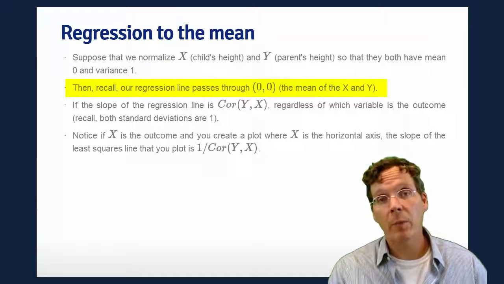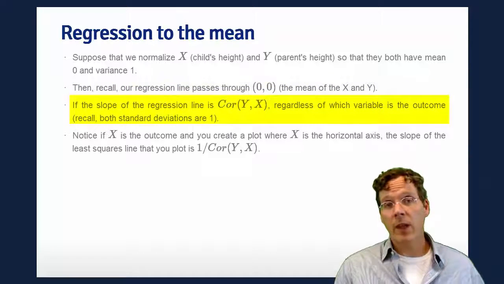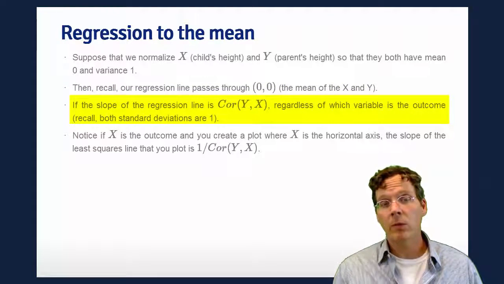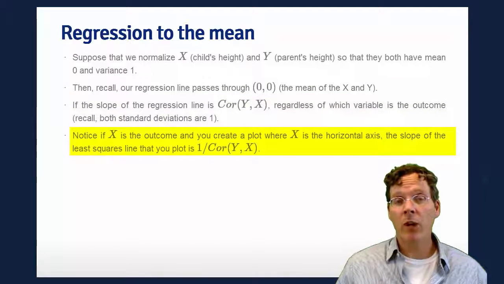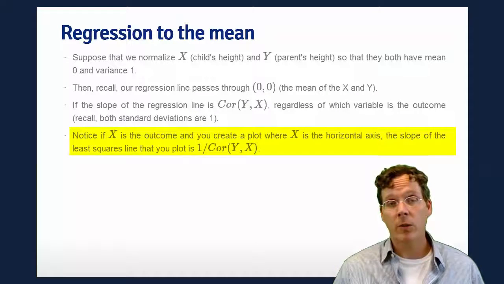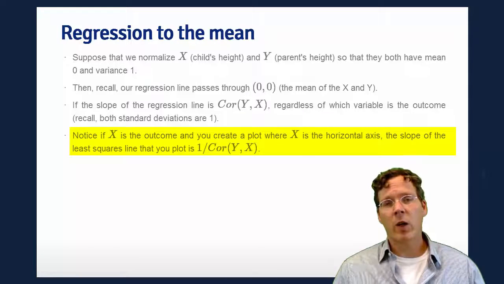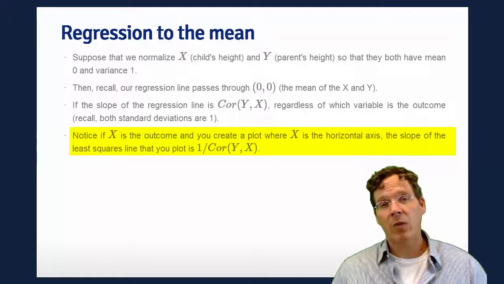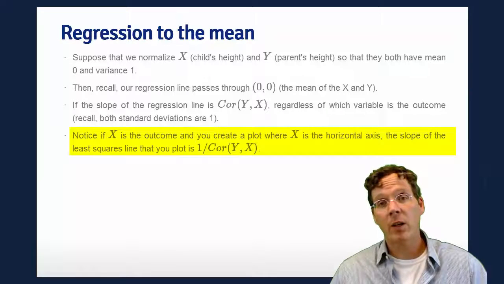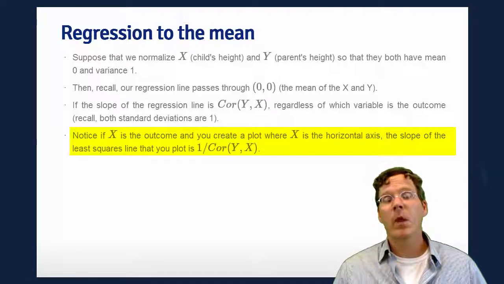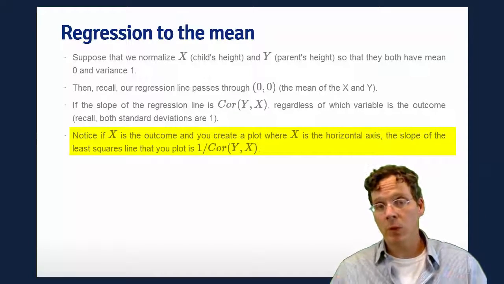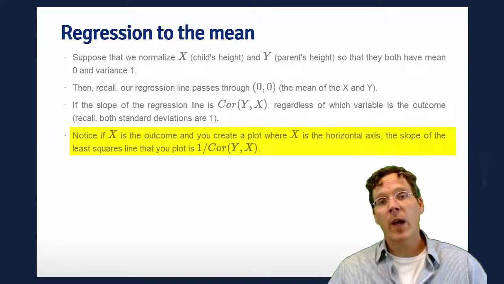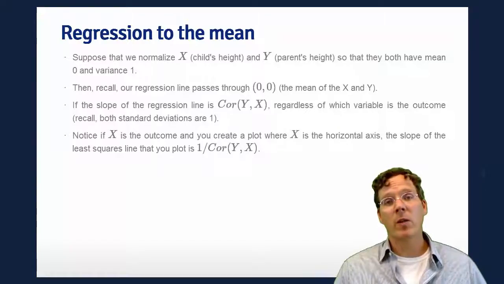And we should be very familiar with this by now. So recall, if I've done that, then my regression line is going to pass through the point 0, 0. And also the slope, regardless of whether the child's height is the outcome or the parent's height is the outcome, is now simply the correlation. I want to also mention a quick quirk of creating the plot: if x is the outcome and you happen to plot the outcome on the horizontal axis, the slope of the line that you plot needs to be 1 over the correlation. That's simply because I plotted the outcome on the x-axis. So just to remind you, if you get a little confused with the code. So let's go through the code, and then once we get the plot, we'll go through the different parts of the plot to talk about how looking at the correlation quantified regression to mediocrity.